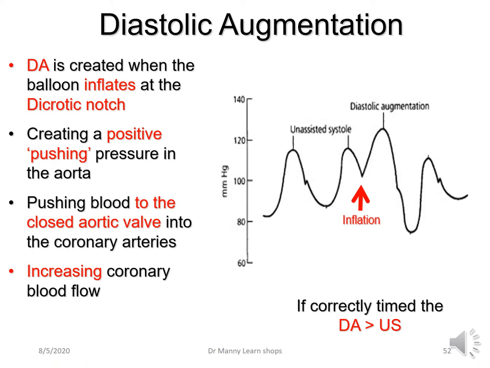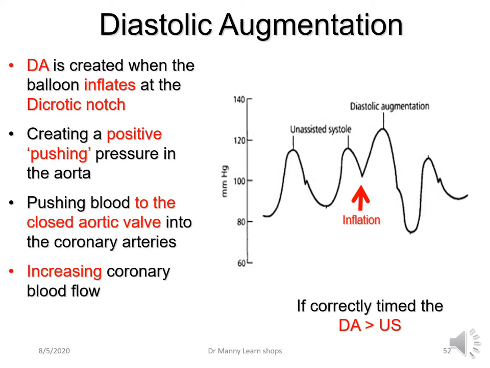When we look at diastolic augmentation, well, diastolic augmentation is created when the balloon inflates at the dicrotic notch, when the aortic valve closes. And when it inflates, it creates a positive pressure pushing blood in the aorta. It's pushing blood towards a closed, competent aortic valve, which then pushes blood into the coronary arteries and the coronary collateral circulation. This increases coronary perfusion pressure and therefore coronary blood flow, as long as the arteries are patent, of course.